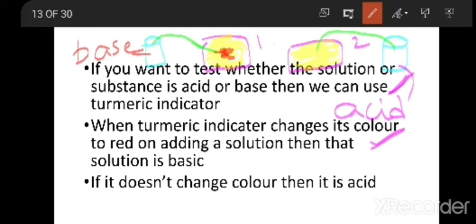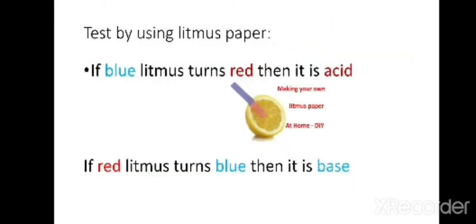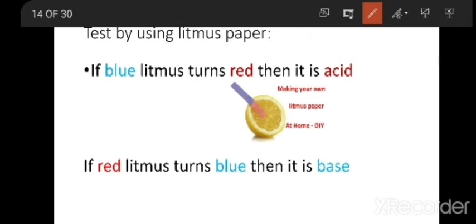Why are we performing this with an indicator? Because with all solutions you cannot taste them and say whether it is an acid or base. For that we have to use an indicator and perform a test. This is by using the turmeric paper. Next we have one more test, that is the test by using litmus paper.